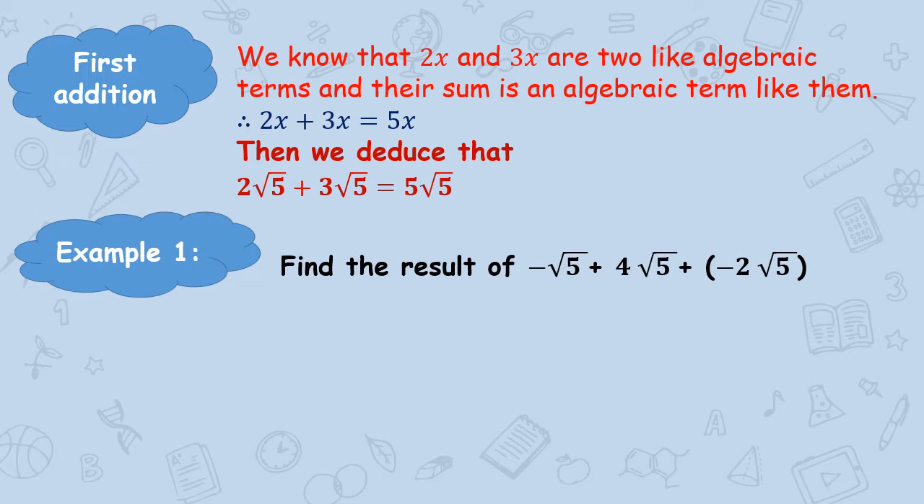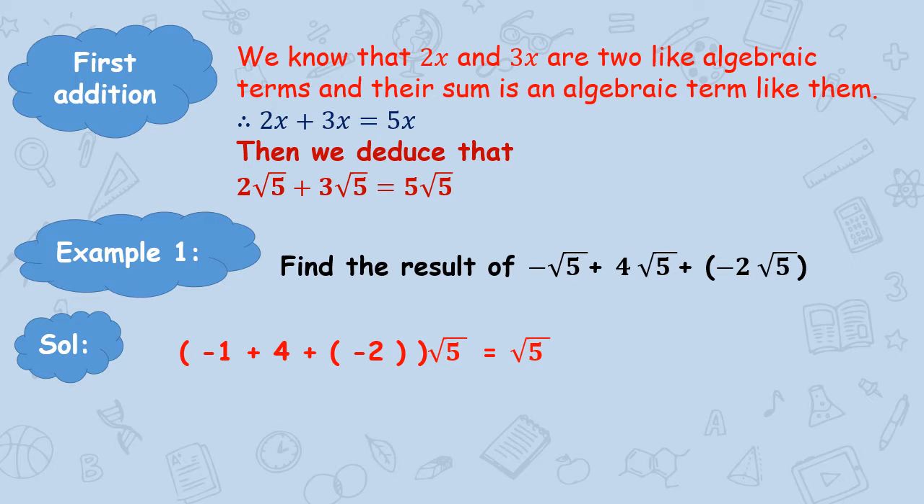Example number 1. Find the result of negative root 5 plus 4 root 5 plus negative 2 root 5. We add negative 1 plus 4 plus negative 2 at first. Negative 1 plus 4 equals 3. 3 plus negative 2 equals 1 root 5.